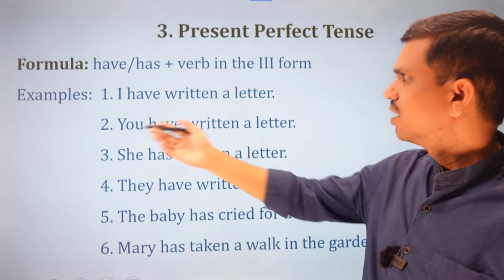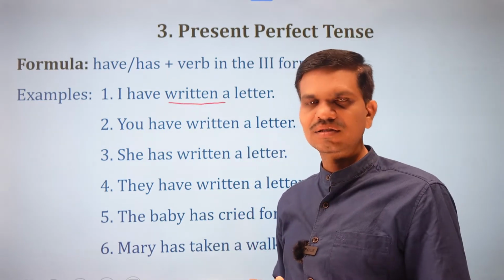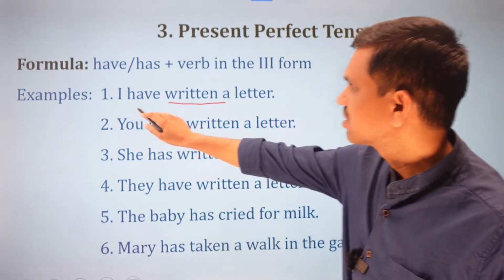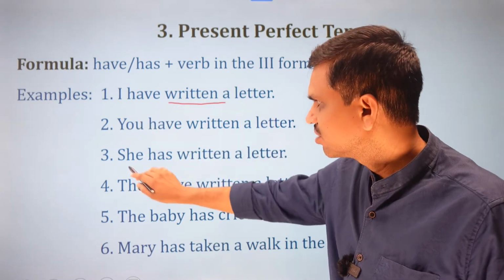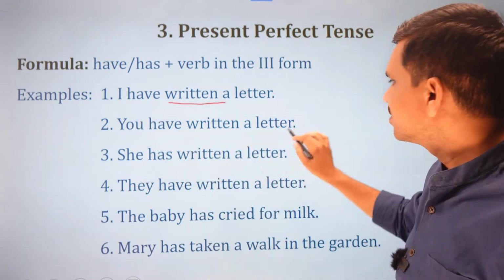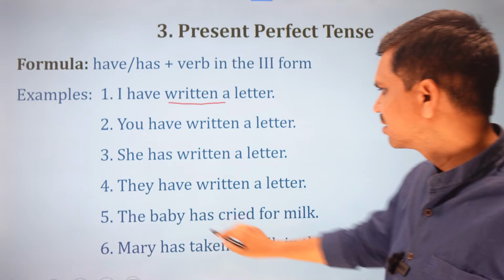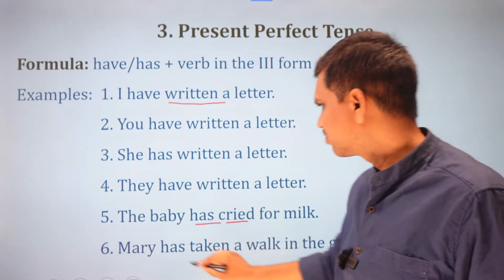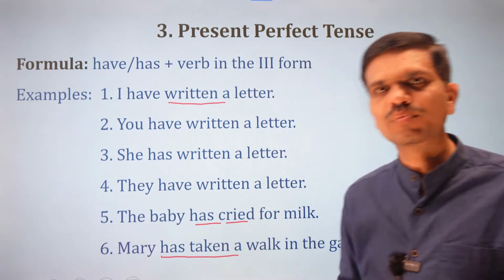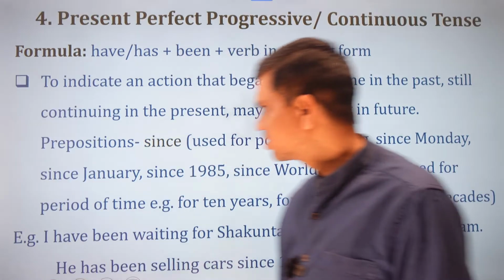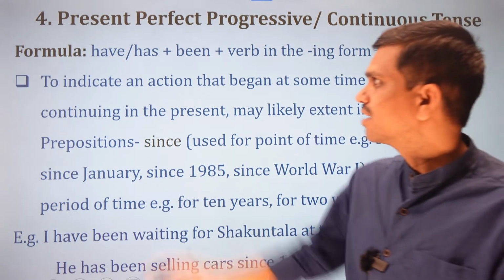Now, as you know the formula, we have taken write as the base verb for all the examples. First example, I have written a letter. This is first person singular, second person singular, and third person singular. You have written a letter, she has written a letter, they have written a letter, and the baby has cried for milk. Now look at the words cried for milk and has taken. This is the present perfect tense. I hope you understand.